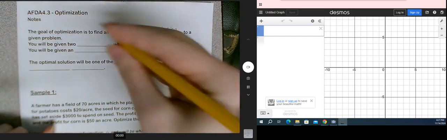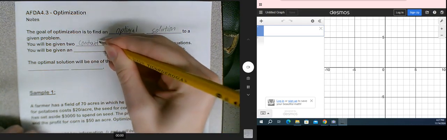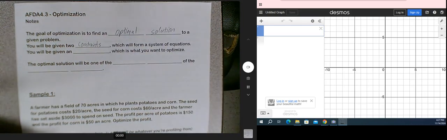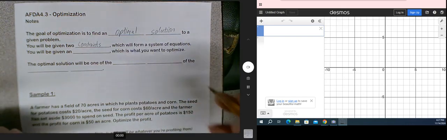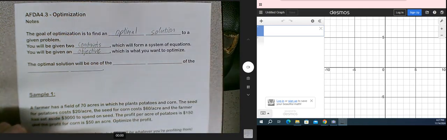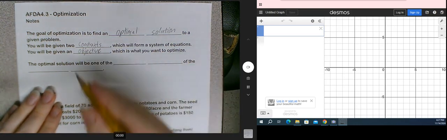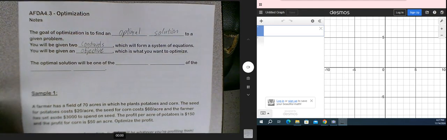So you're going to be given two what we call constraints. And constraints are caused by having a limit on the amount of something that you have. And you'll also be given an objective. In all of these examples, that objective is going to be money. So you're going to want to make the most money, and in order to do that, you need to optimize the profit. So the objective is going to be what you want to optimize.